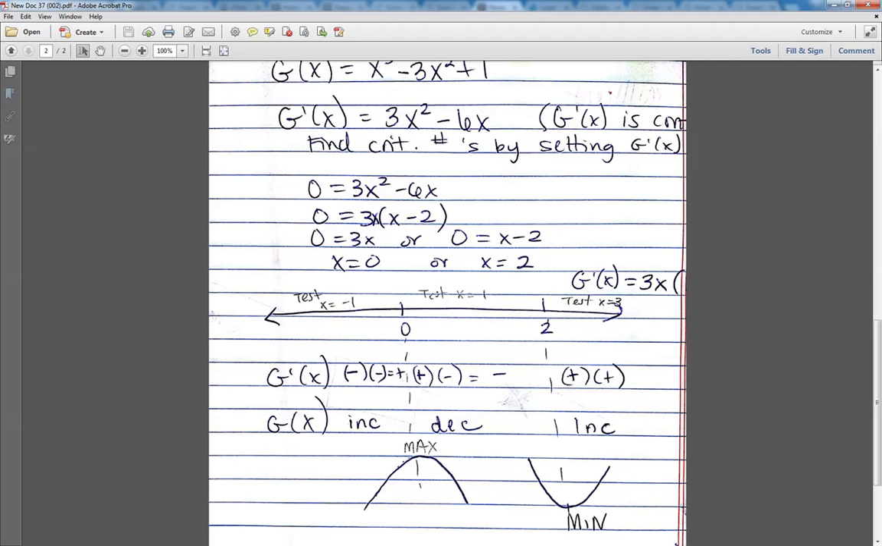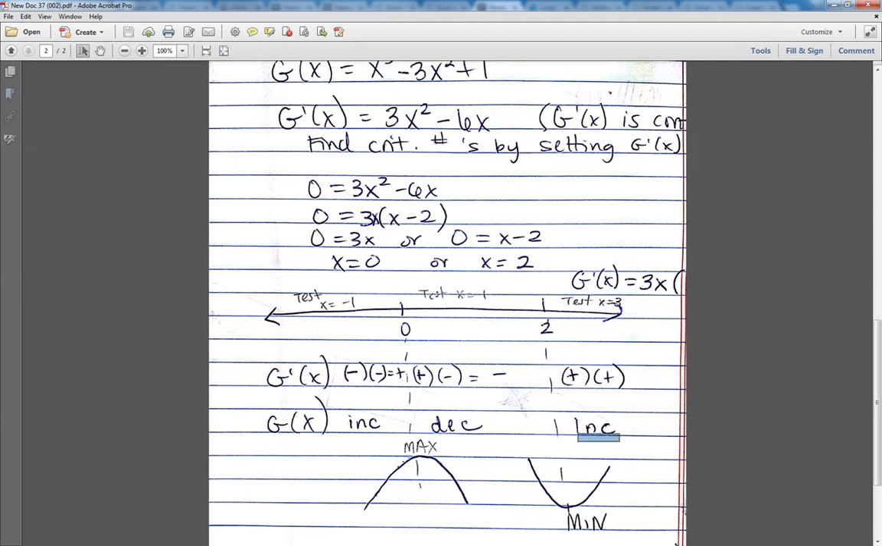I've already done this middle section, so I'm going to move to the right and test something to the right of 2. Well, 3 sounds great. So I go to my factored form, and I think about what happens if I plug in a 3. Well, that would give me a positive on the outside. If I plug in 3 over here, 3 minus 2 would give me a positive 1. So I get a positive times positive, which is, of course, a positive, which means my derivative is positive and my function is increasing.